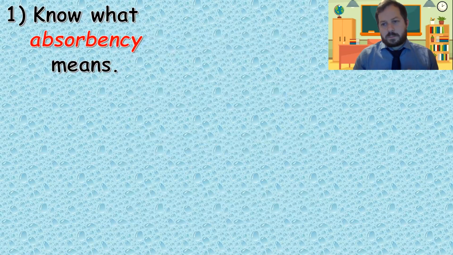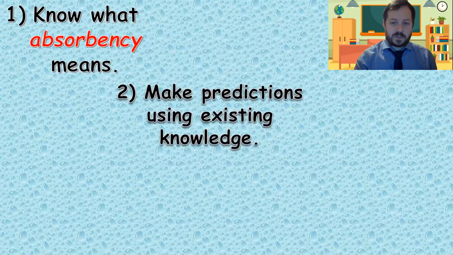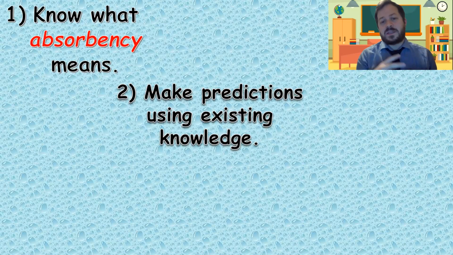Quickly, what we need to know to do this is what absorbency means. What does the term absorbency mean? And what can we do in order to investigate that? We need to be able to make predictions based on knowledge that we already have. In order for a science prediction to be valid, you need to have thought about it in terms of what you already know about science. If otherwise, it's a guess.